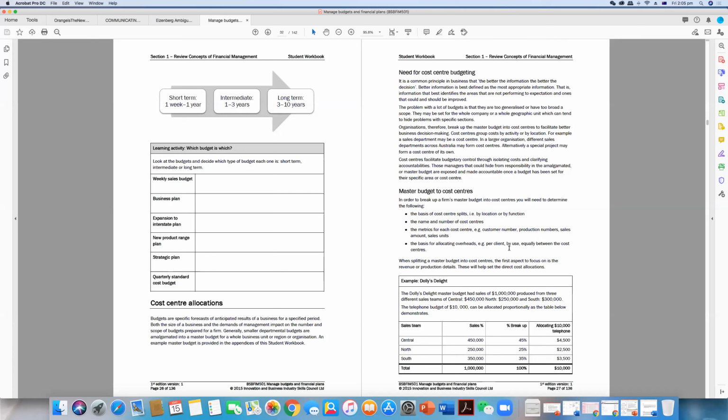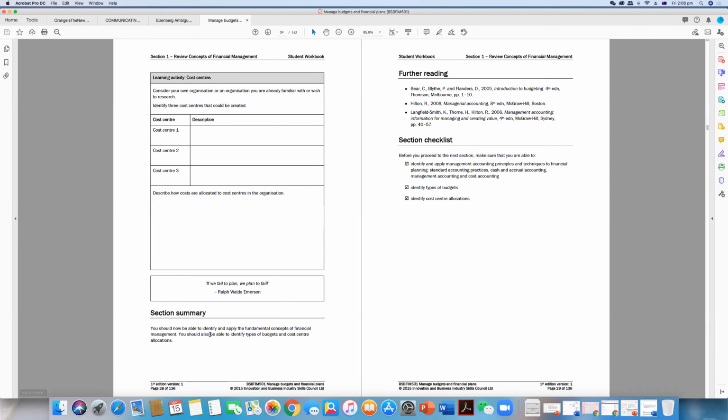Overheads, do you still remember what that means? Who can tell me? What is overhead? I already mentioned it a few times. Indirect cost. Yeah, overhead means indirect cost, like per client or per user, shared equally between the cost centers. And then you have a cost center budget like this. Yeah, this is called the cost center budget.